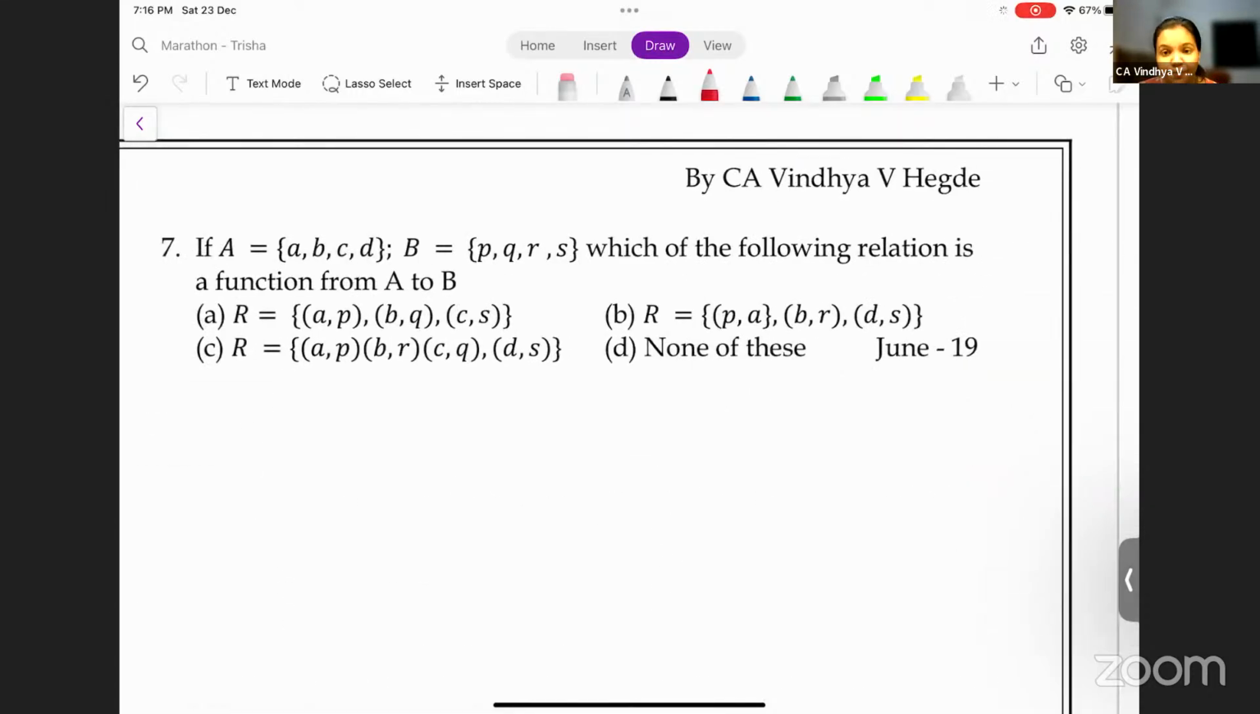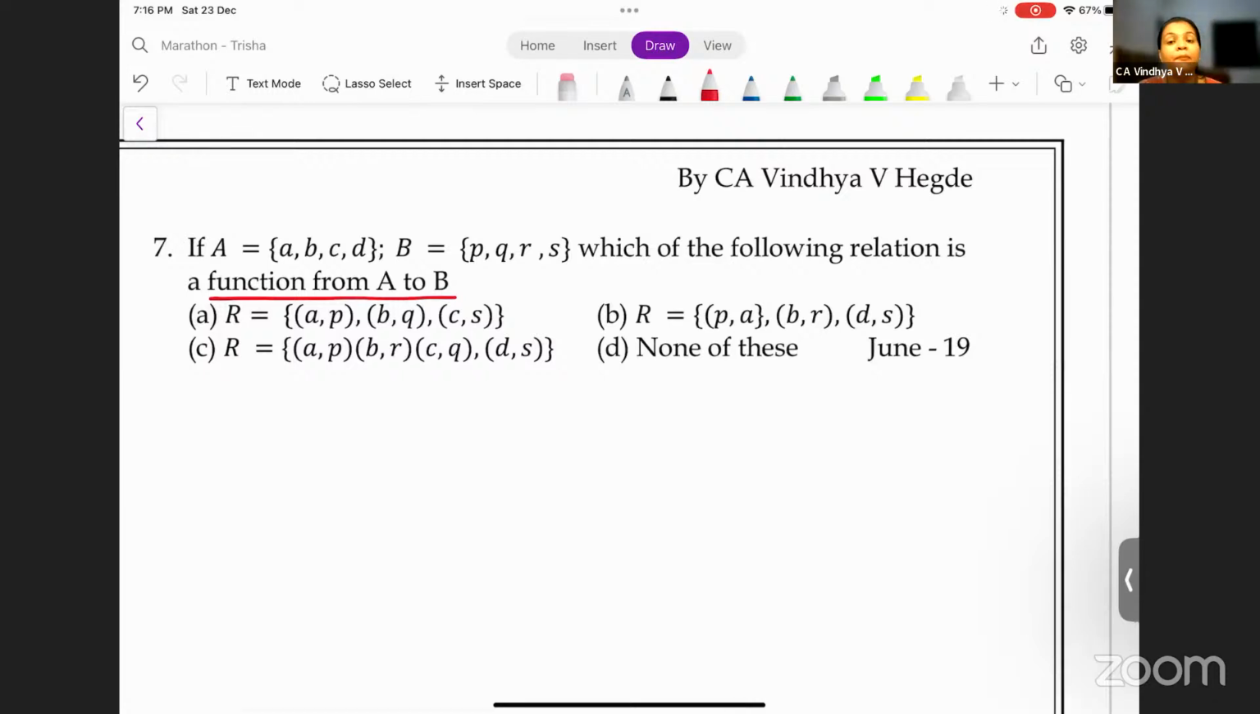Set A is given, set B is given. You have to find which of the following relations is a function from A to B. From A to B means the first element of the ordered pair is from A and the second element is from B. Now, in the first set A, there are 4 elements. So there should be 4 ordered pairs because every input should have an output. So we can directly eliminate these two.